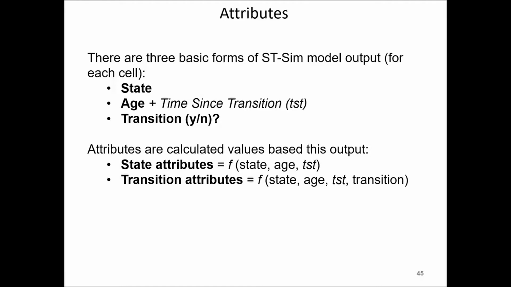So there are two types of attributes based on the output that we produce, as I show on the top there. First are called state attributes, and these are indicators that are a function essentially of the state, and by extension the age as well, the state and age of each cell. And again, it can also be done as a function of time since transition, but whatever we do with age, you can do with any transition. You can just think of time since transition as an extension of age. So let's just say function of state and age, and transition attributes, as the title suggests, are indicators that can be a function of state and age and whether a cell transitioned or not. I'll give you a couple examples here on the next slide.